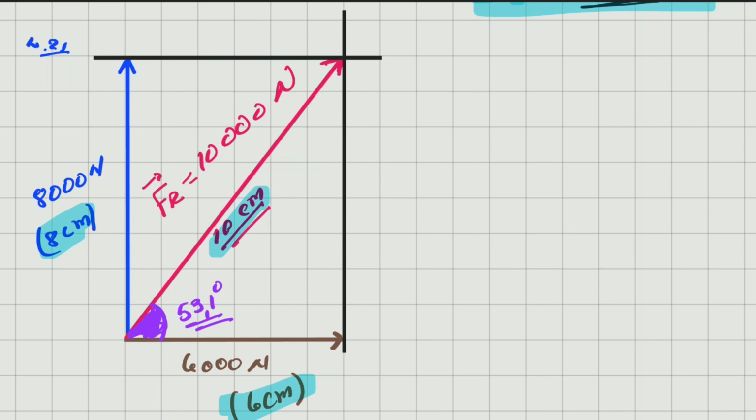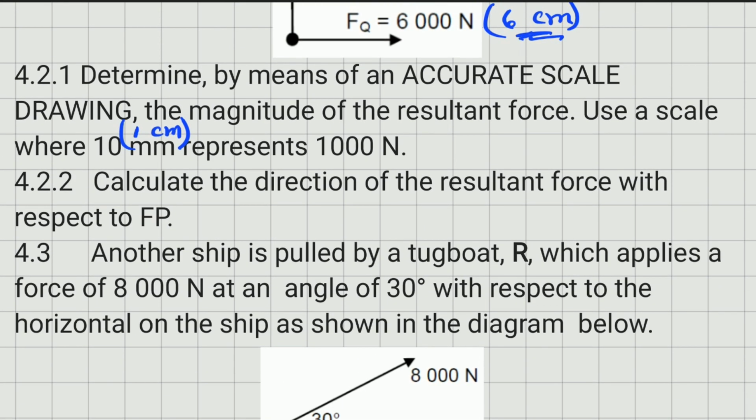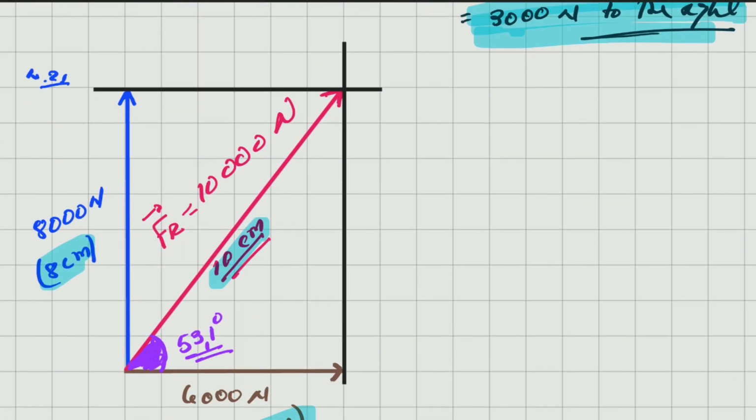Now the question asks you to calculate the direction of the resultant force with respect to FP. With respect to FP, the angle they want is this one here. This is the angle they want you to calculate, and they don't say measure, they say calculate. So how are we going to calculate that one?